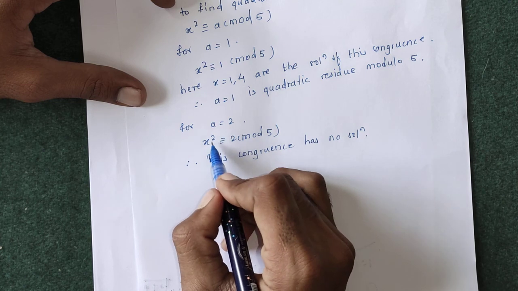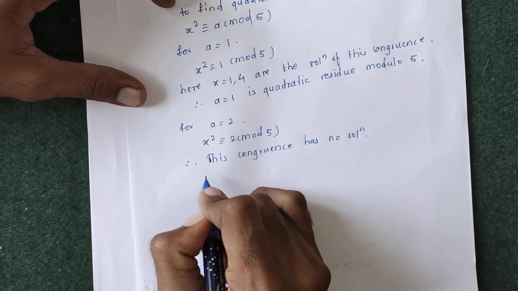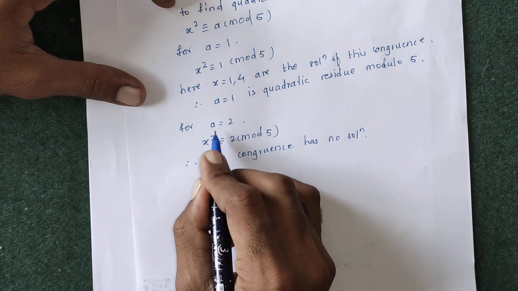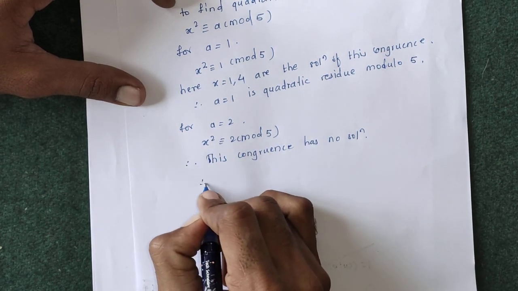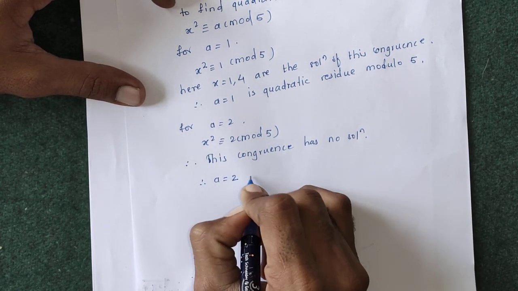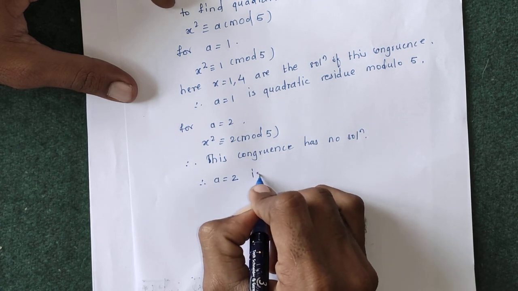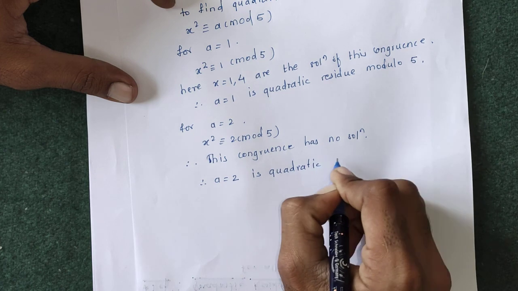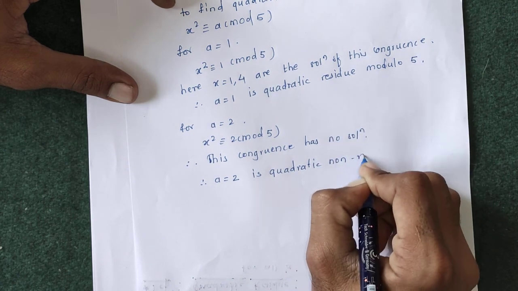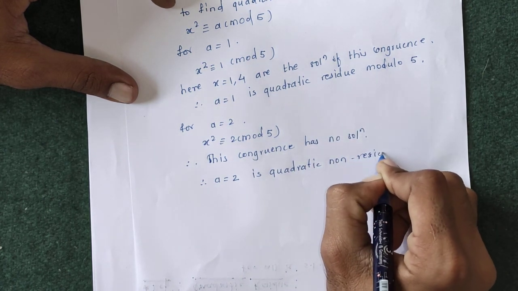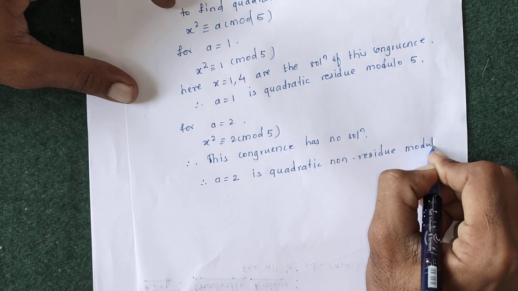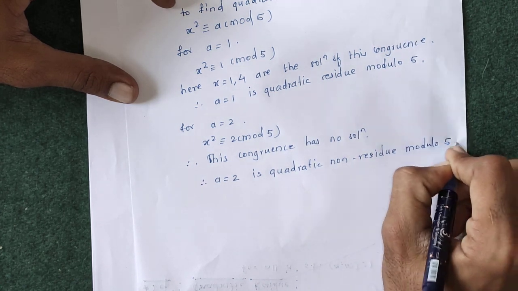So we can say that this congruence has no solution, and this congruence having no solution means a equals 2 is a quadratic non-residue under modulo 5.